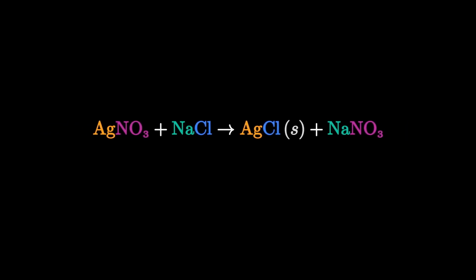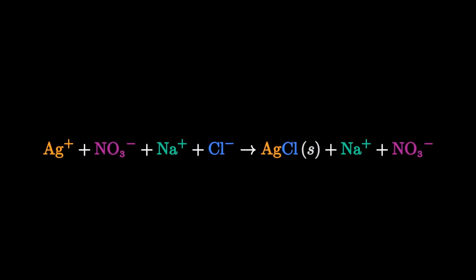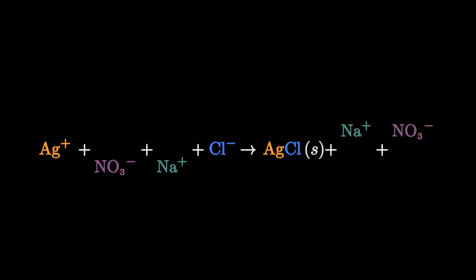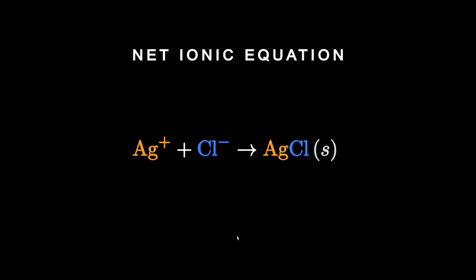Next, we split apart all the substances that are aqueous, because aqueous compounds separate into ions in solution. Then we cancel any ions that appear on both sides of the equation. Those are spectator ions, meaning they do not actually participate in the reaction. After canceling spectator ions, what is left is the net ionic equation.